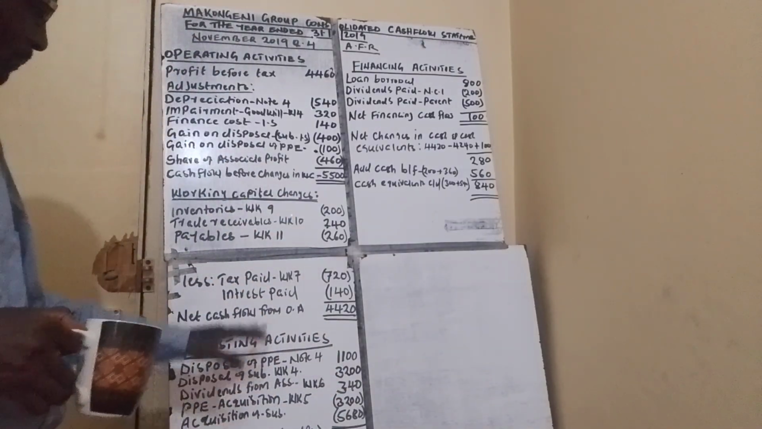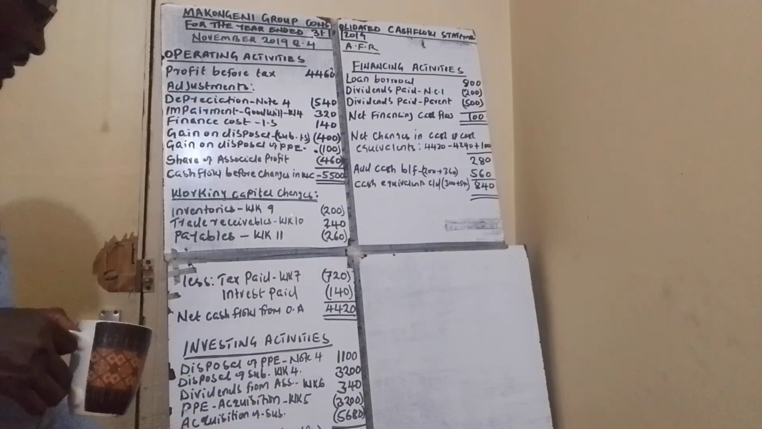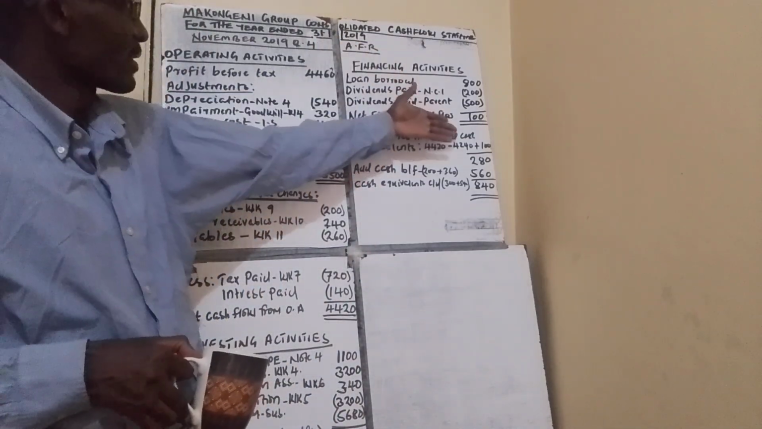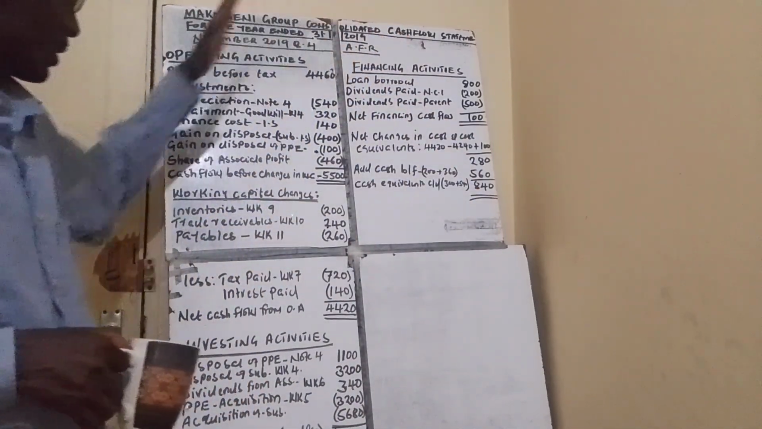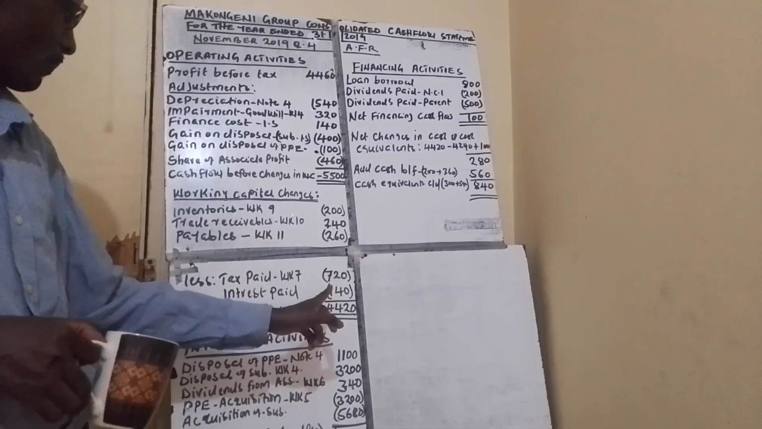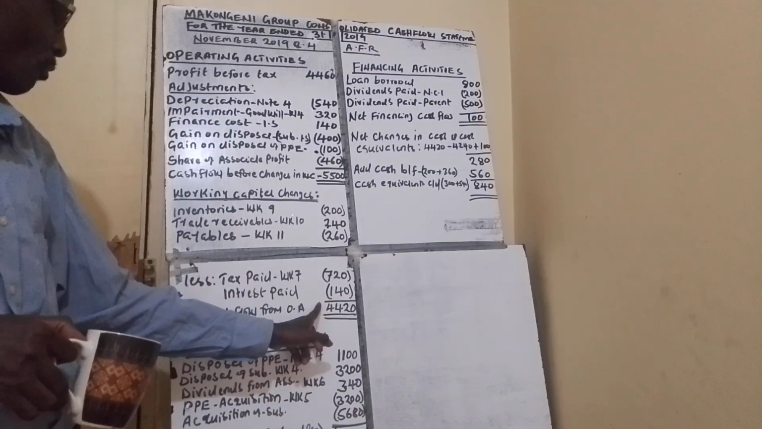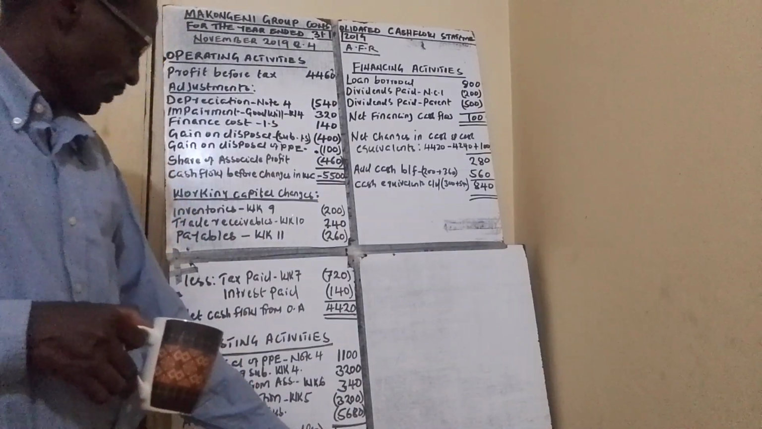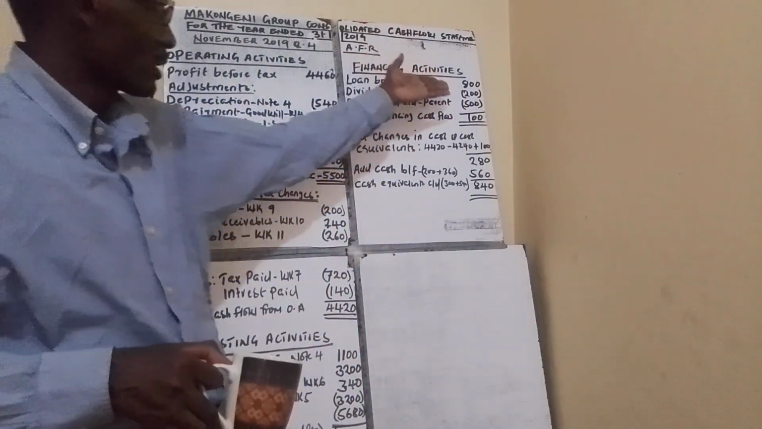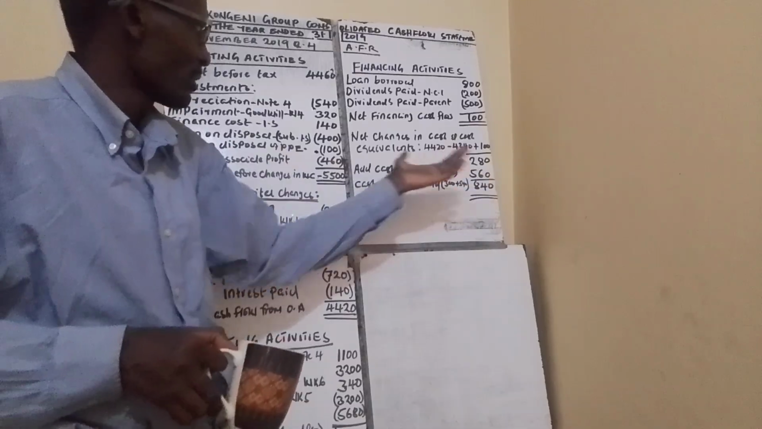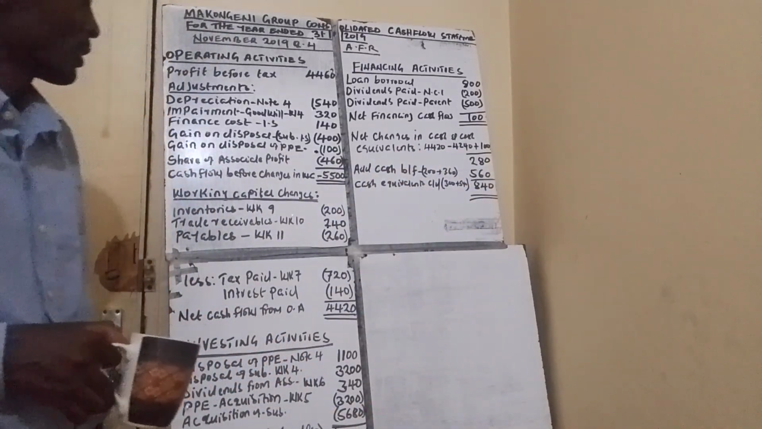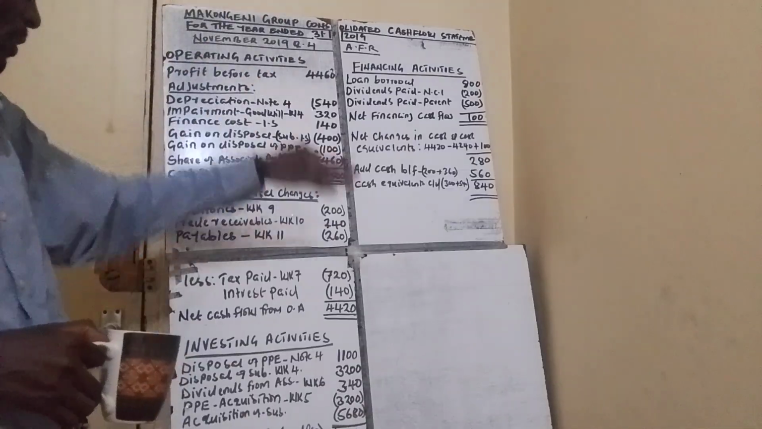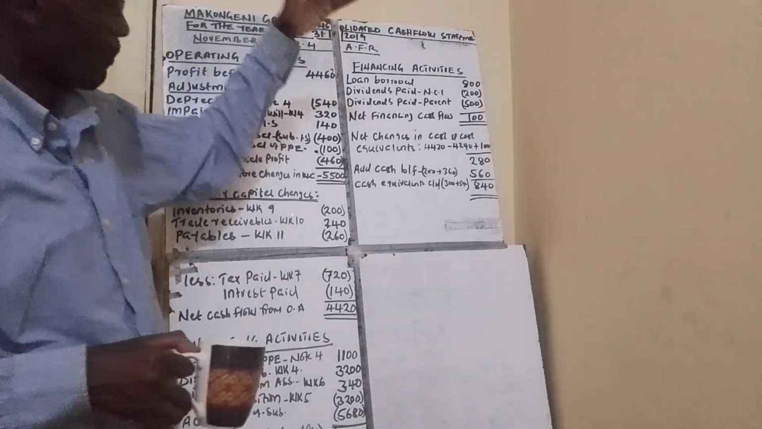So once you have worked out the investing activities, sum up all those figures, and then do the same for the financing activities. Then finally, sum up the net cash flow from operating activities plus net cash inflow from investing activities plus what is coming from financing activities. You get the net change in cash and cash equivalents.